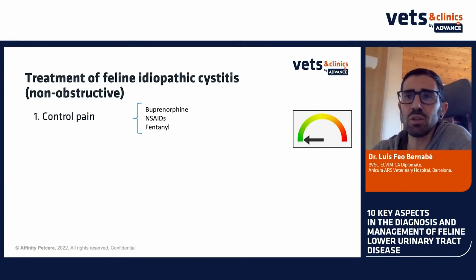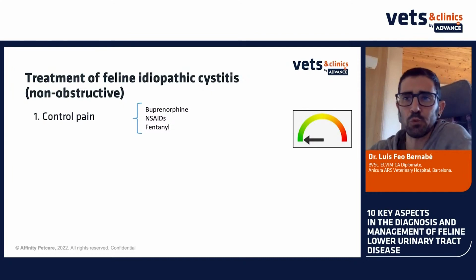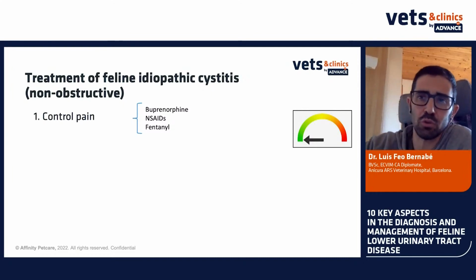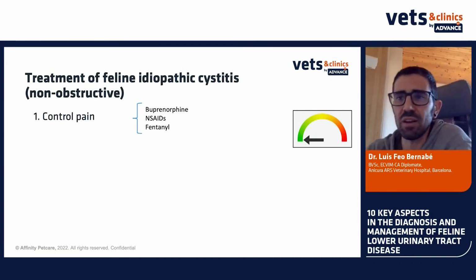So my recommendation is, first of all, to check if you have an obstruction or not. If you have an obstruction, you need to treat the obstruction. You need to catheterize this patient. You need to be more active in your treatment. But let's think that you do not have an obstruction.